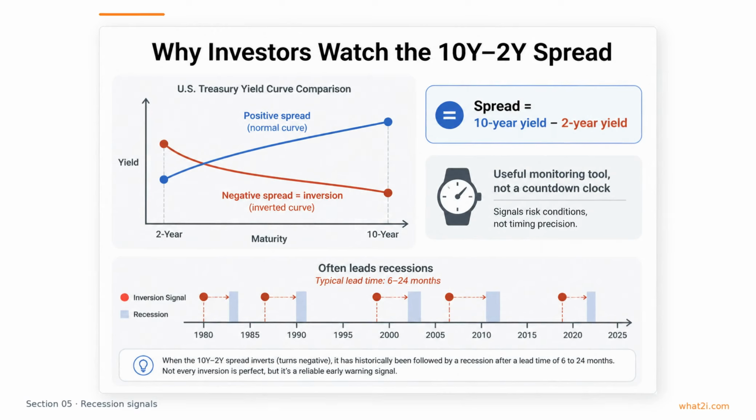The most widely watched recession signal from the curve is the 10-year Treasury yield minus the 2-year Treasury yield. The calculation is simple. Take the 10-year yield and subtract the 2-year yield.